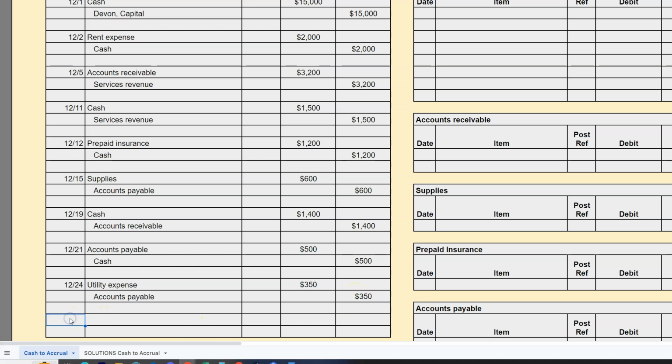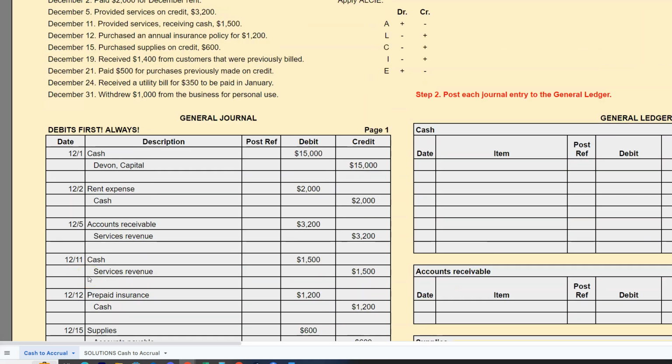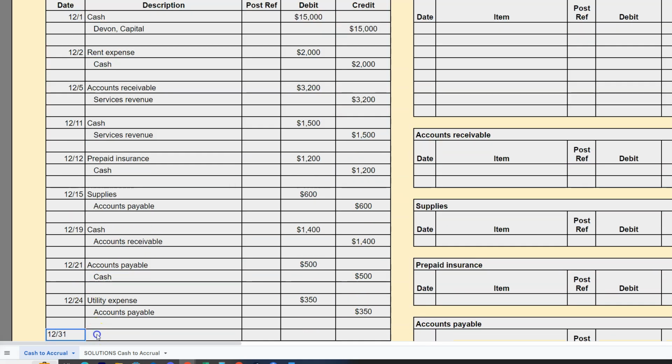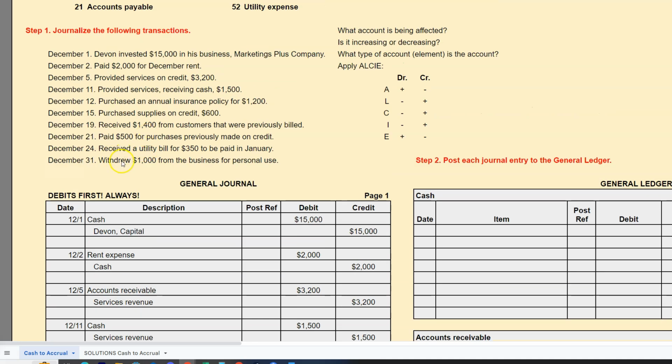All right. Last one, 31st. Devon is withdrawing $1,000 from his business for personal use. So he's taking money out of his business so he can use it for whatever personal expenses he has. Let's start with that. He took money out of the business.